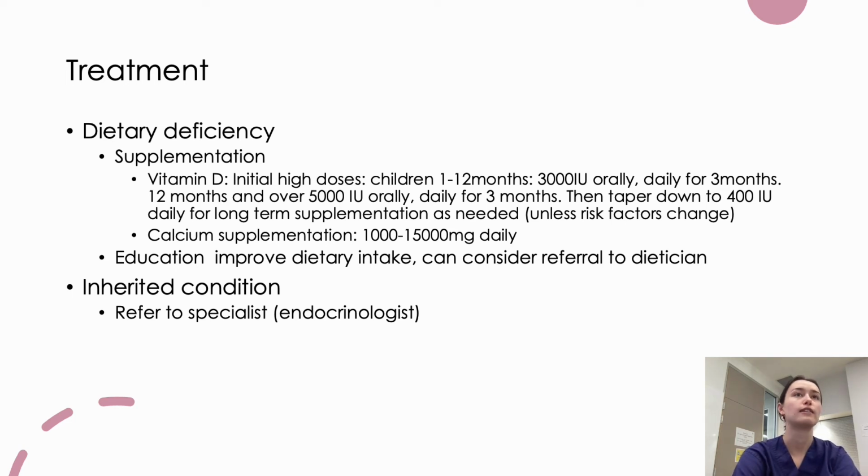So for a child that has a lack of sun exposure, hopefully you just get them out in the sun more, but if it's because of skin pigmentation or other conditions, they'll need lifelong supplementation. Similar with calcium supplementation, 1,000 to 5,000 milligrams daily, and you want to educate them on how they can get more calcium and vitamin D in their diet. But for inherited conditions, you really need to refer to specialists, usually endocrinologists.